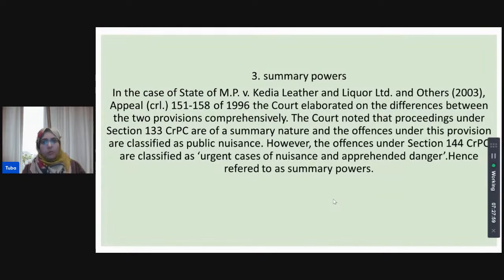It is the summary power. Yash, you are right. Summary power is correct.